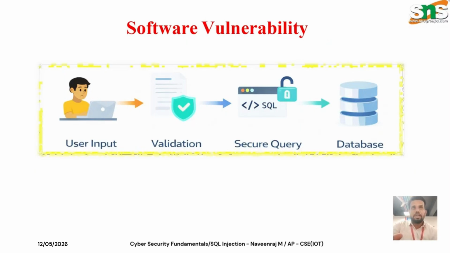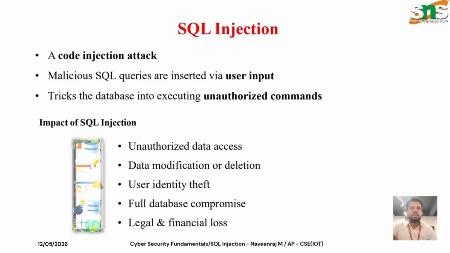Then, what is a software vulnerability? A vulnerability is a weakness in the application that attackers can exploit. In SQL injection, the weakness exists in how SQL queries are constructed. An example of vulnerable code logic: the application builds a query like SELECT * FROM users WHERE username = input AND password = input. If user input is not filtered, attackers can manipulate it.